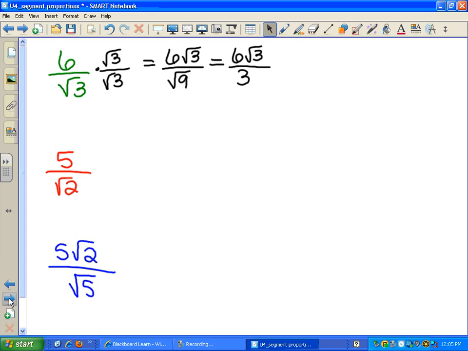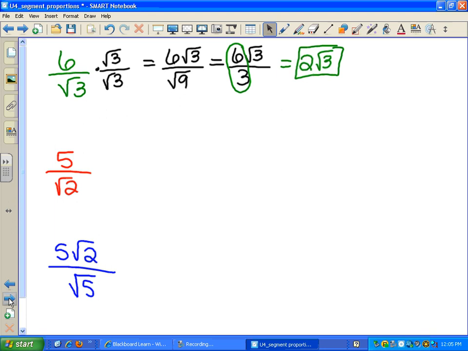I can do one more thing to simplify this. If I look at the 6 and the 3 here, they are both not in square roots, so I can try to simplify that. And I know 3 goes into 6 2 times, so my answer is 2 square roots of 3. Okay, I want you to try this next one. Pause the video, and when you're done, come back and let's see how you did.